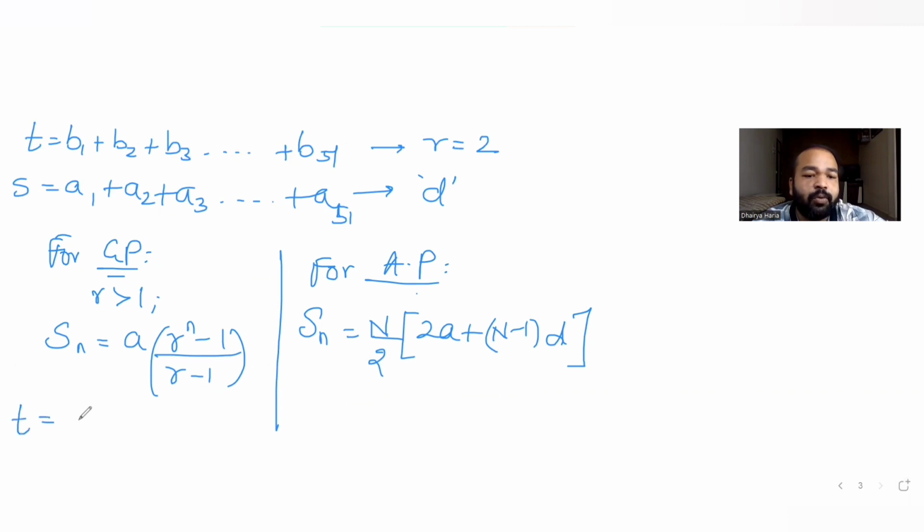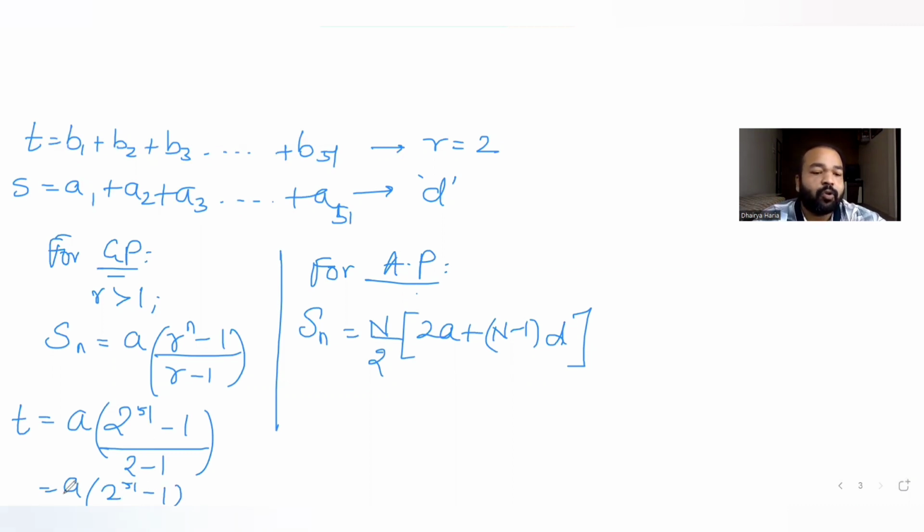So t is equal to a times r raised to n minus 1 upon r minus 1 in the geometric progression, where r was 2. This is for the first 51 terms, so 2 raised to 51 minus 1, upon r minus 1, that is 2 minus 1. So that gives me 2 raised to 51 minus 1 upon 1, which is 1 only, right? So I get t is a into 2 raised to 51 minus 1.